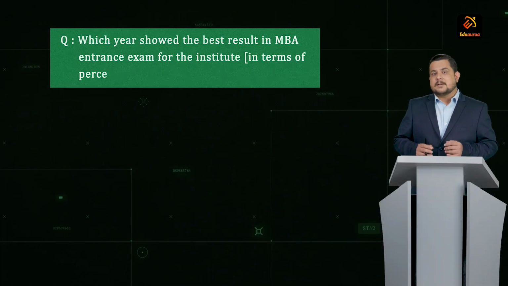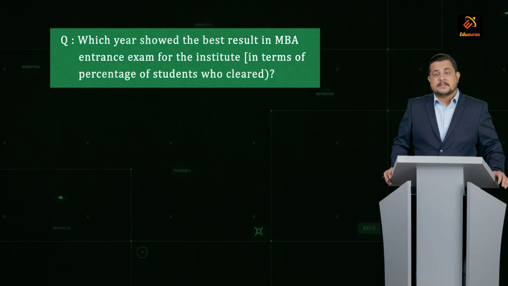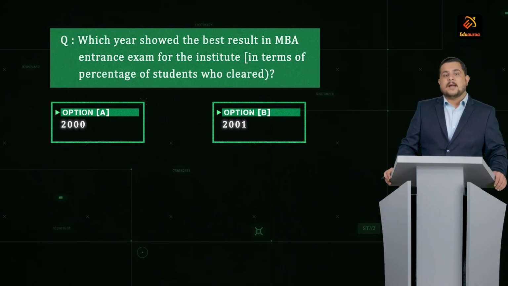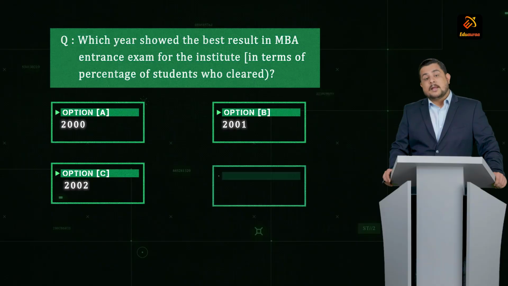Let's move on to the next question based on the same information. Which year showed the best result in MBA entrance exam for the institute in terms of percentage of students who clear? Your options are option A 2000, option B 2001, option C 2002, and option D cannot be determined. Which year showed the best result in MBA entrance exam for the institute?